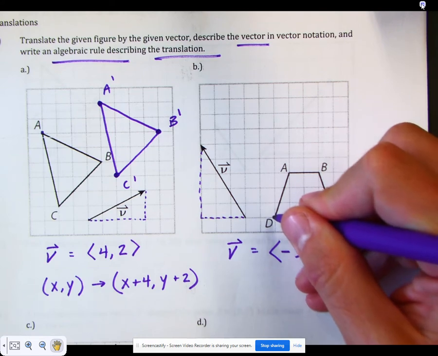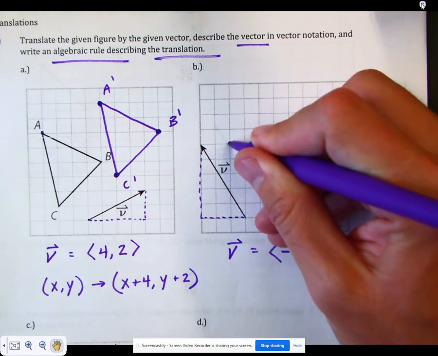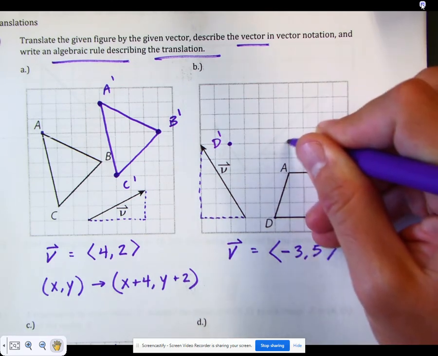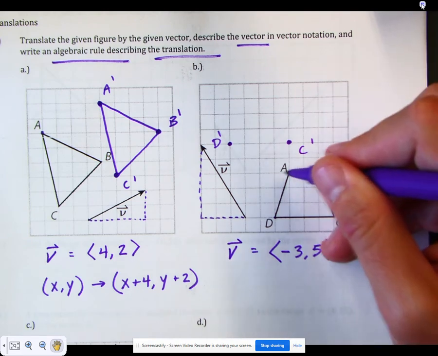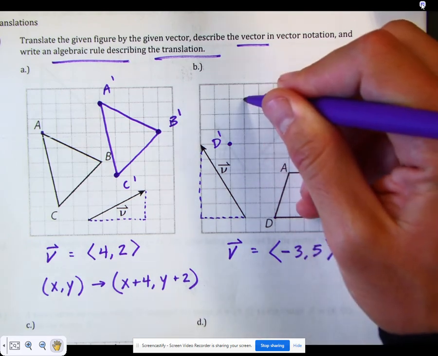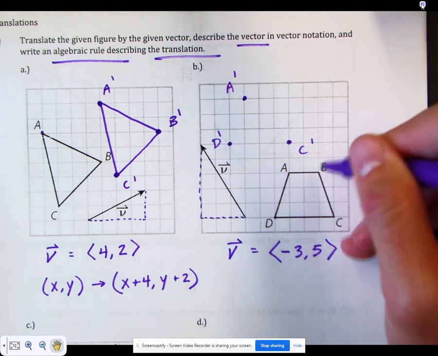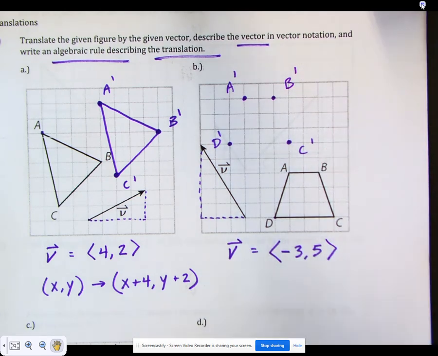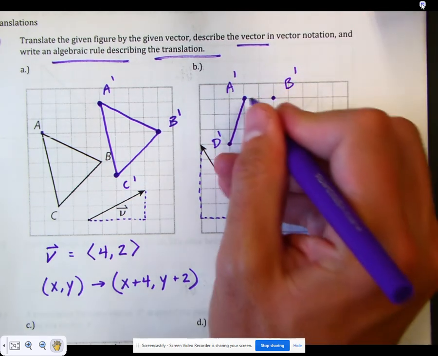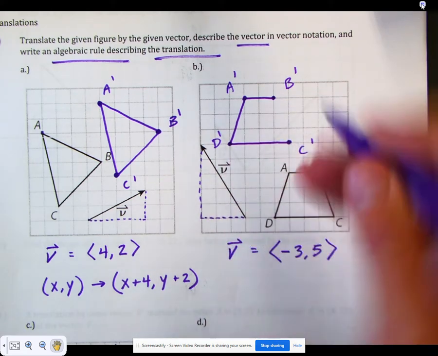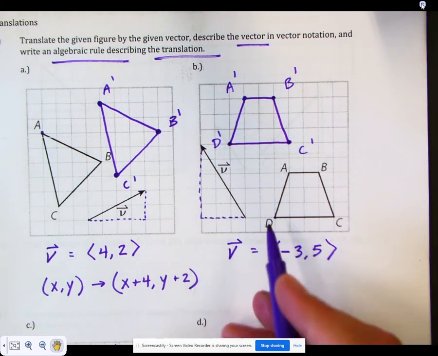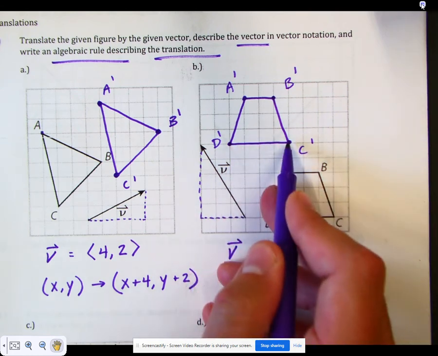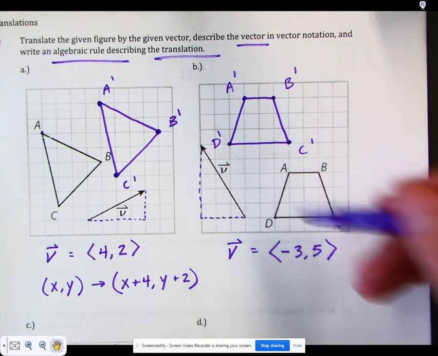So take point B, left 3, up 5. C, let's go left 3, up 5. A is left 3, up 5, and D is left 3, up 5. Notice, I could do them in alphabetical order, but I don't have to. There's no reason to do them in alphabetical order. Any order you like. Again, notice every side, like DC, used to be 4 units long, and its image, D prime C prime, is also 4 units long. So this is what they call a rigid transformation.